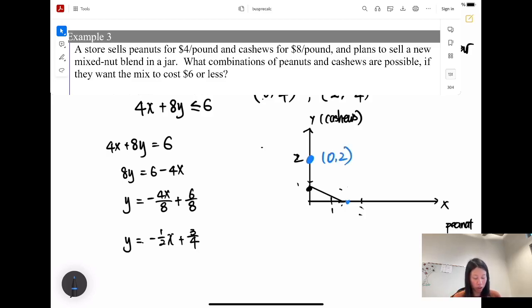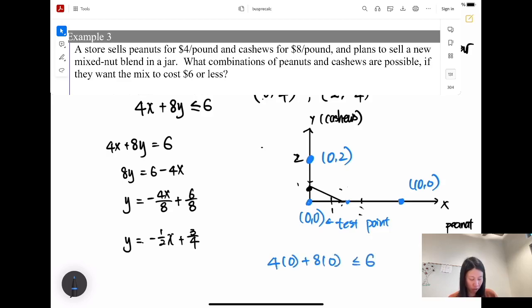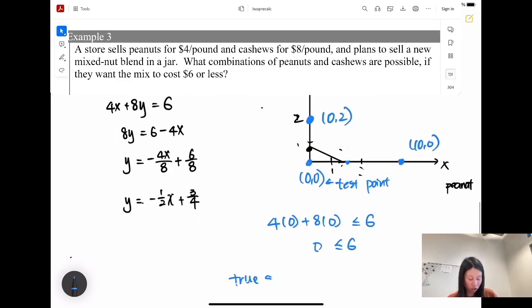The other test point you can do is 0, 0, because it's easier to calculate. So either one, or you can put a test point which is 10, 0. Either one. Anything that's easier for you to calculate. I'm going to put 0, 0. So if I use this as my test point, I have 4 times 0 plus 8 times 0 less than or equal to 6. And we have 0 less than or equal to 6. So this is a true statement.